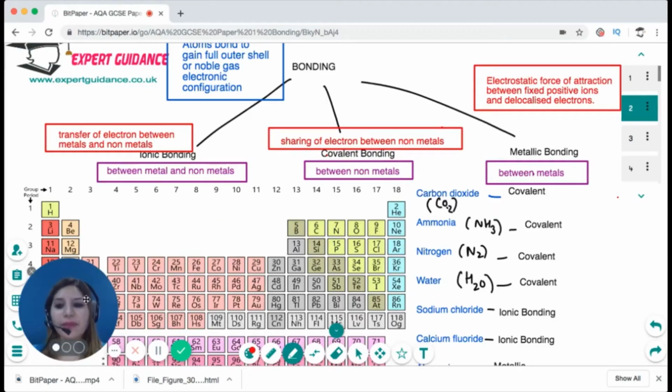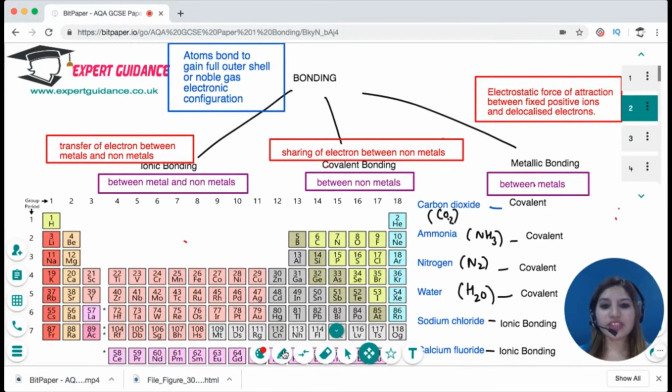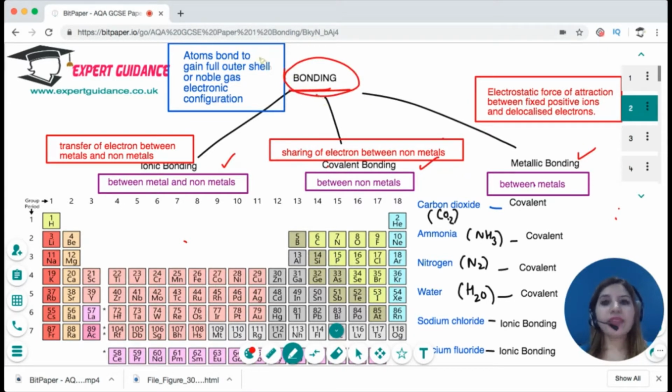If you remember from the periodic table video, we talked about how in the periodic table, we get metals to the left and non-metals to the right. Now, bonding is divided into three: ionic, covalent, and metallic. Why do elements or atoms bond? They bond to gain a full outer shell or noble gas electronic configuration.